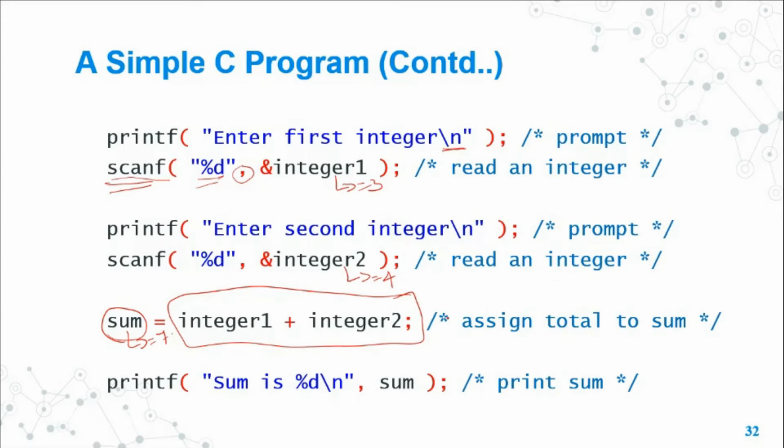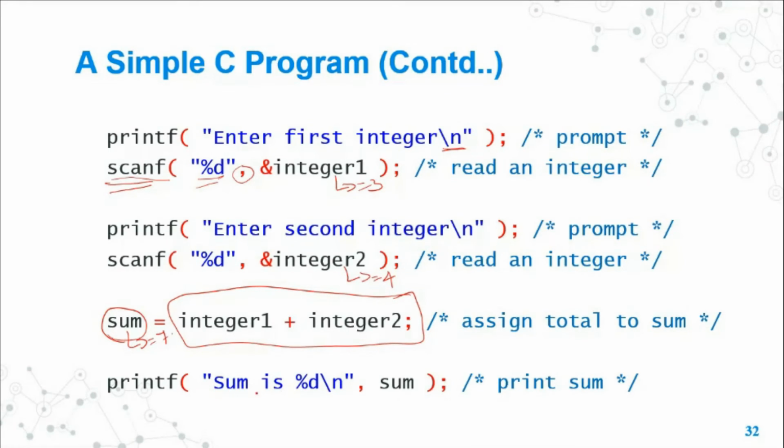So we assign the total to the sum, that is the comment. Then finally we have to display the sum on the screen. For displaying, the function we use is printf. Within the parentheses, we start with a double quote, then "sum is percentage d slash n".